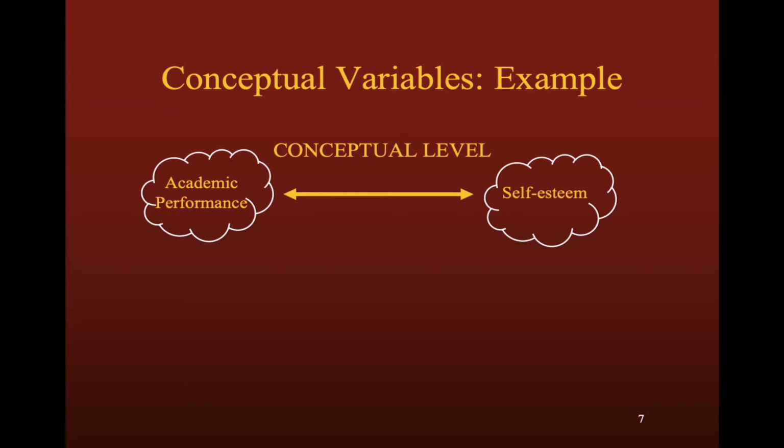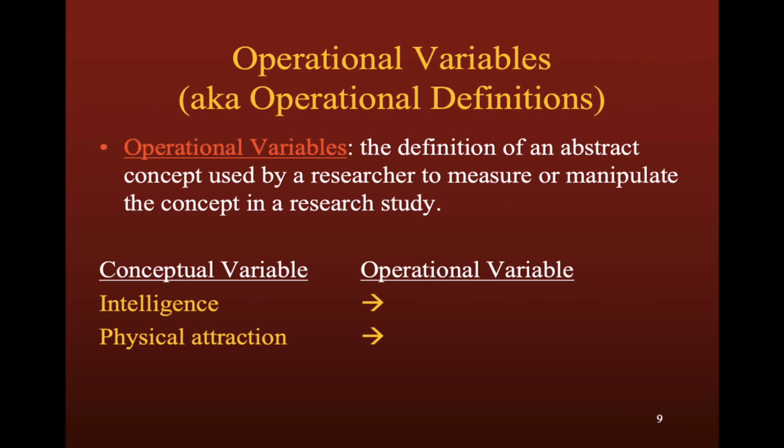So I'm going to introduce an example of conceptual and operational variables. For this example, we're going to talk about academic performance and self-esteem. On a conceptual, theoretical level, we're interested in understanding the relationship between performance in school and self-esteem. There's a relationship between those two variables. And again, because they're conceptual variables, we can't directly measure or observe them in a study.